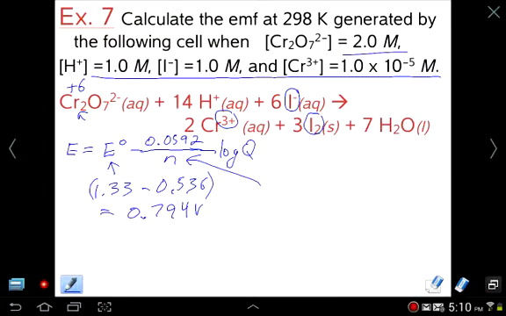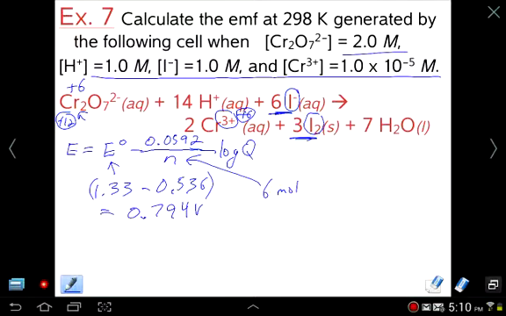Our N, if you take a look at how many electrons were transferred, may be easier to look at the iodine. We have 6 I minuses, and then we have 6 I's, so 6 electrons were transferred. So we have 6 moles of electrons. Conversely, you can take a look at each chromium. We have 2 chromiums, each with a +6 charge, so a +12 charge total, and then we have 2 +3 chromiums, so a +6 charge total. Again, you can see that 6 electrons had been transferred.